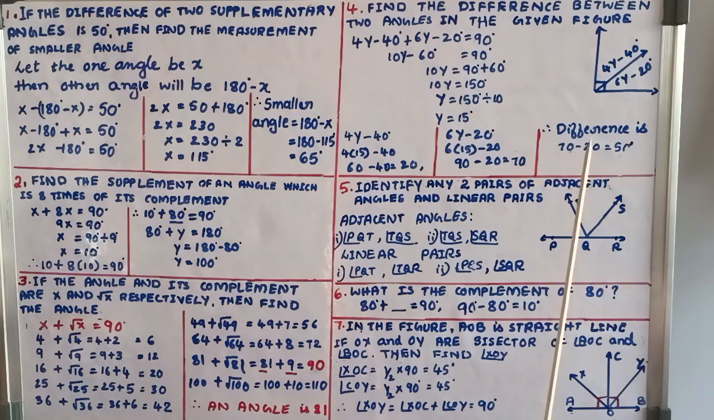Now let us find the difference of that angle. Since it is difference, we have to take the minus sign. 70 minus 20, it becomes 50 degrees.